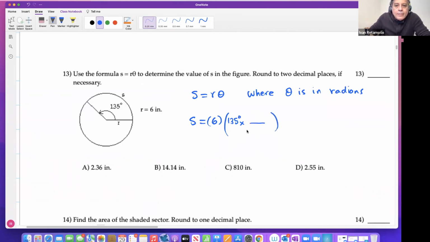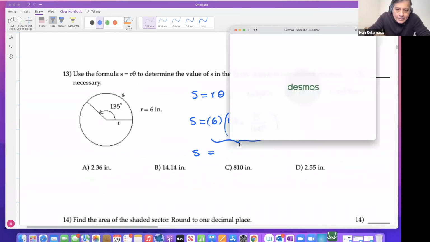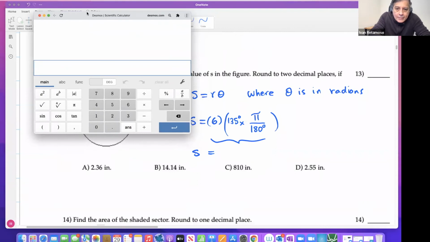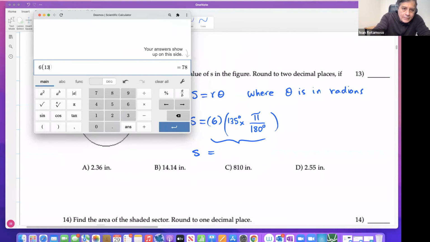To convert to radians, we simply multiply 135 degrees by this conversion factor, 180 degrees on the bottom, pi radians on the top. I don't have to write radians. This is all you have to do to compute the arc length. So let's do it in our calculator, and round to 2 decimal places as indicated. So 6 times, notice how I'm using just parentheses, and I don't have to type the multiplication symbol, times pi, you can take it from here or write pi, it's the same, divided by 180 degrees.